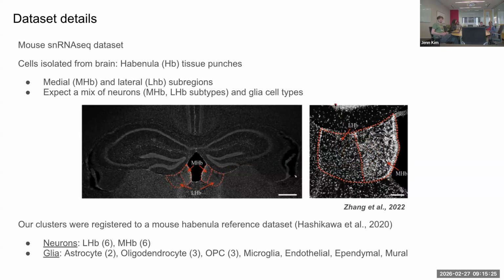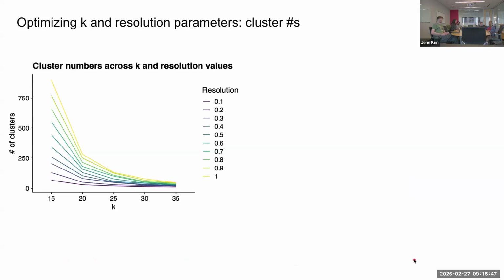Our clusters in our data were registered to this Hashikawa 2020 mouse habenula reference dataset, which includes 6 lateral habenula and 6 medial habenula neuron subtypes, and then 2 astrocyte clusters, 3 oligodendrocyte clusters, and so on. First, we optimize the parameters for clustering using a combination of K and resolution parameters. For this preliminary clustering we used Leiden, which is a graph-based clustering method that's commonly used for single-cell analyses.